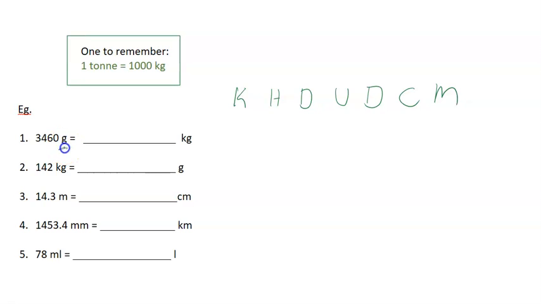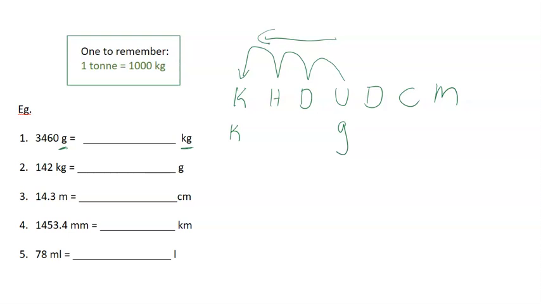So the question is in grams and we want to go to kilograms. So I know the unit is where grams would be. I know kilograms is under the K. So I have a look at how many places does it take, how many jumps does it take for me to get from grams all the way to kilograms. It takes me 3 jumps and I'm going to the left.